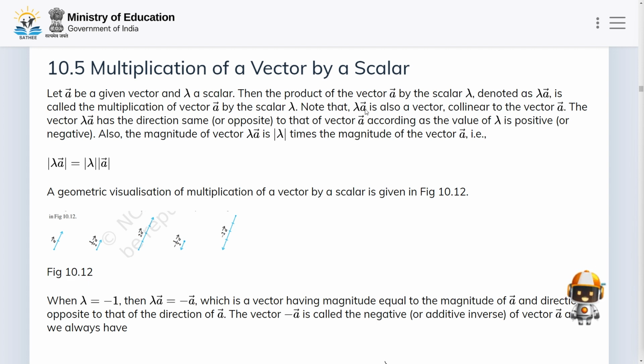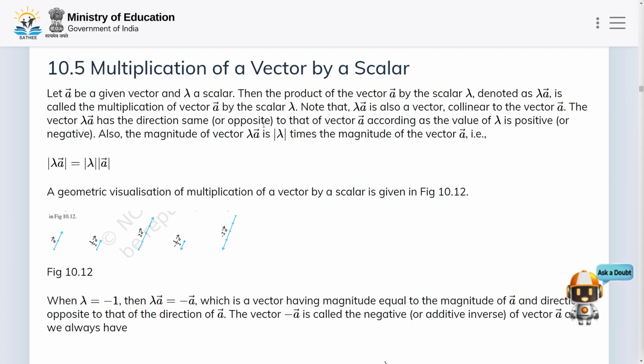Note that lambda A vector is also a vector. This result will also be a vector and must be collinear to vector A, which means parallel to it. The vector lambda A has the same or opposite direction, depending on the value of lambda we are taking. If lambda is minus 1, then the direction will be opposite. If lambda is equal to 1, then the direction will be the same. Also, the magnitude of vector lambda A is the absolute value of lambda times the magnitude of A.